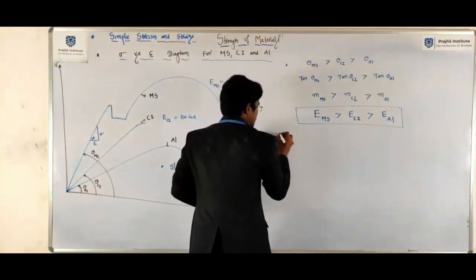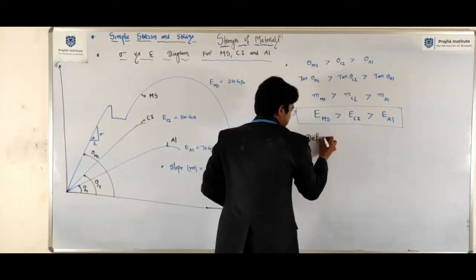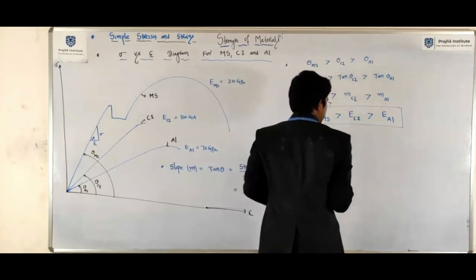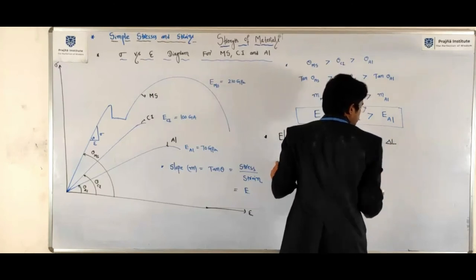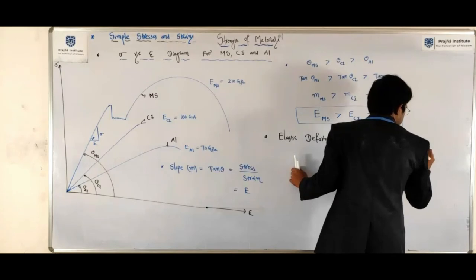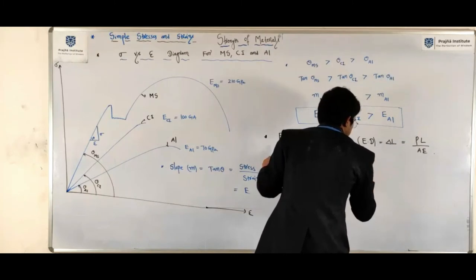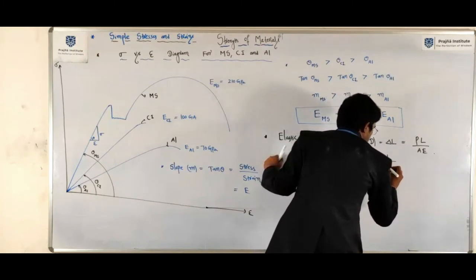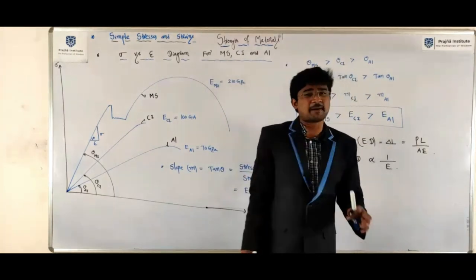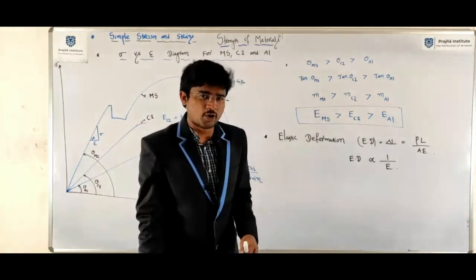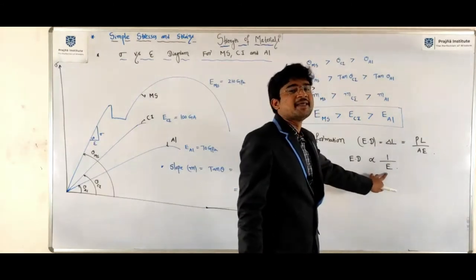Now focus on elastic deformation. Elastic deformation is nothing but delta L equals PL by AE. Elastic deformation is inversely proportional to the Young's modulus, for the same length, same area of cross section and same application of uniaxial tensile load. In that case, elastic deformation is inversely proportional to the Young's modulus.